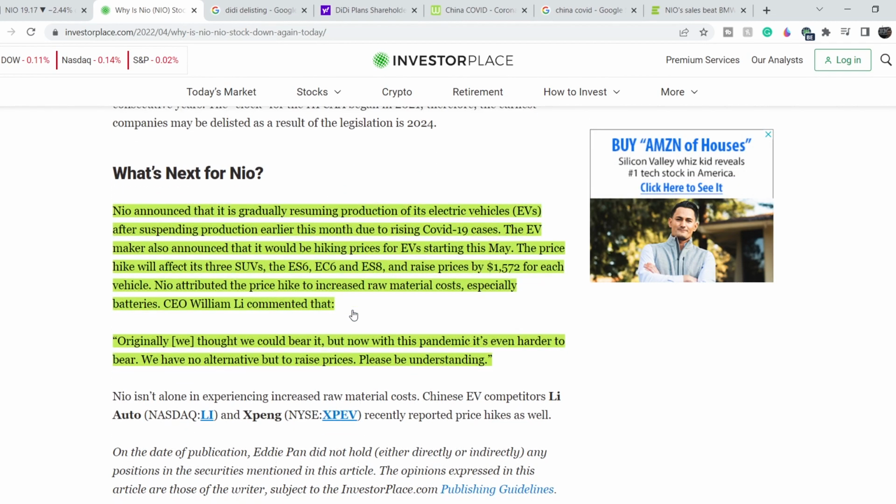So, let's continue with this news, directly related to NIO. NIO announced that it is gradually resuming production of its electric vehicles after suspending production earlier this month due to rising COVID-19 cases, and I covered it in my previous video. The EV maker also announced that it would be hiking prices for EVs starting this May. The price hike will affect its 3 SUVs, the ES6, EC6 and ES8, and raise prices by $1,572 for each vehicle. NIO attributed the price hike to increased raw material costs, especially batteries. CEO William Li commented that, "Originally we thought we could bear it, but now, with this pandemic, it's even harder to bear."